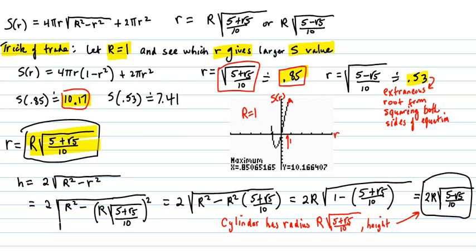and then you have to go and find the H. So the H is originally this quantity. Plug in the r, square it out, simplify some things, and get down to here. And so your cylinder shape will have radius, this radius, and this height.